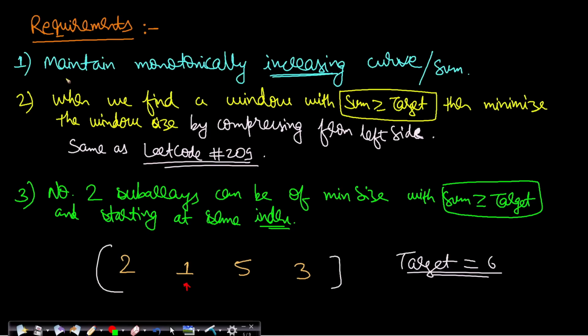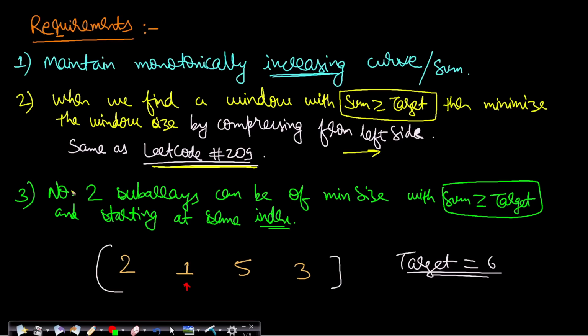Okay, so if we can maintain a monotonically increasing curve, then we will solve it easily by using the 2 pointer technique. Now when we find a window with sum greater than equals to target, then we minimize the window size by compressing from the left side, and this technique is the same which I had explained in LeetCode number 209 in the previous video.